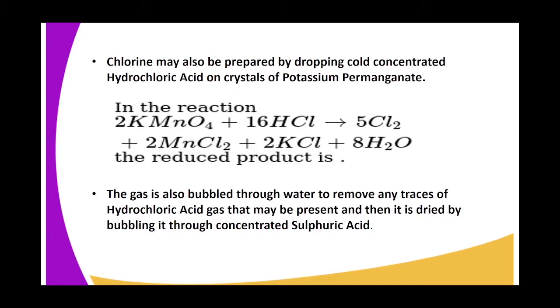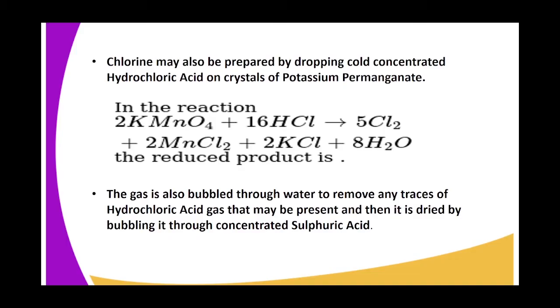The gas is also bubbled through water to remove any traces of hydrogen chloride gas. From the diagram, you saw that we bubble the gas through water to remove traces of hydrogen chloride gas that may be present. It is dried by bubbling it through concentrated sulfuric acid, since sulfuric acid absorbs the water in the gas.